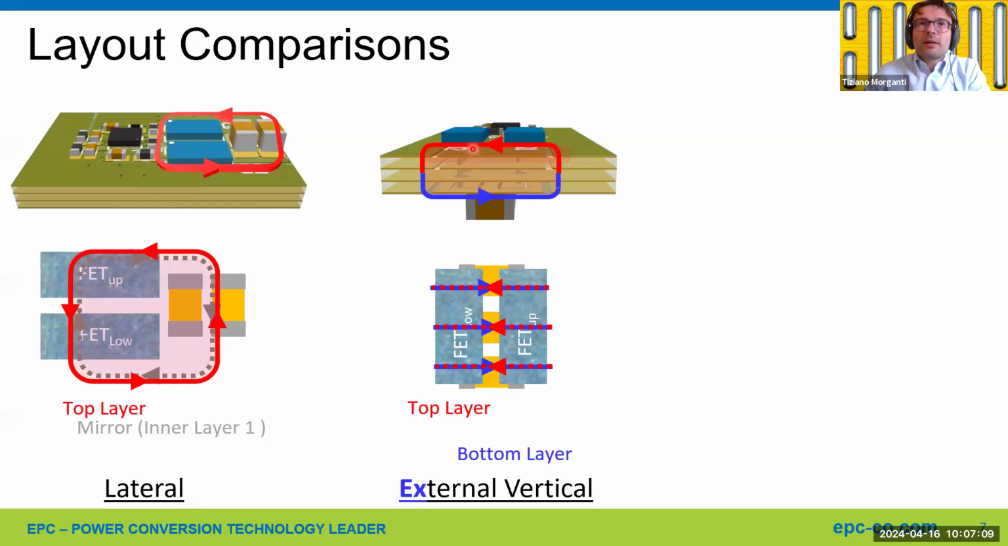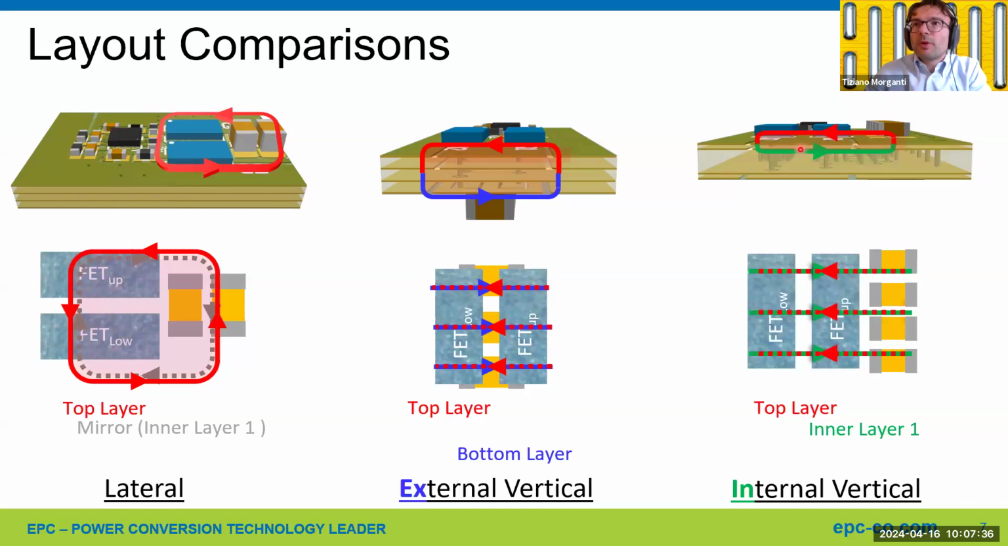The second layout we are analyzing is the external vertical layout. You have the bypass capacitors on the other side of the PCB. So the path of the current is between the high side FET, low side FET, down through vias in the PCB to the bottom side and back to the bypass capacitor.